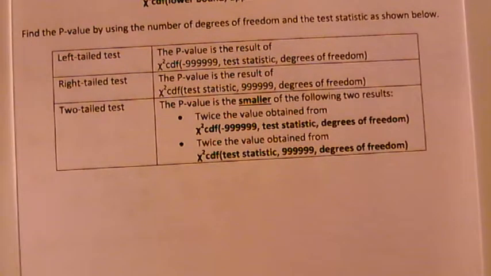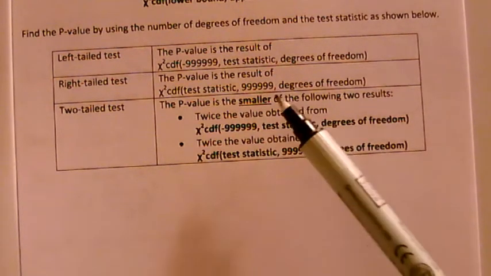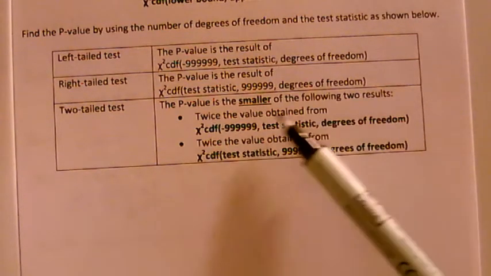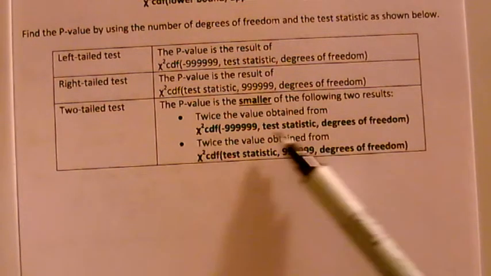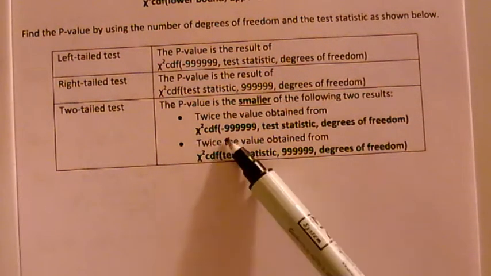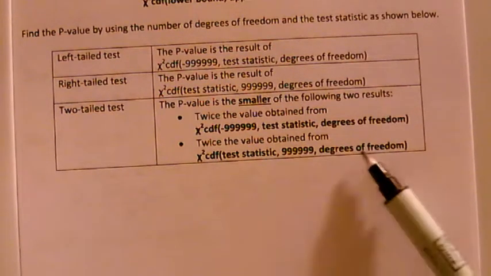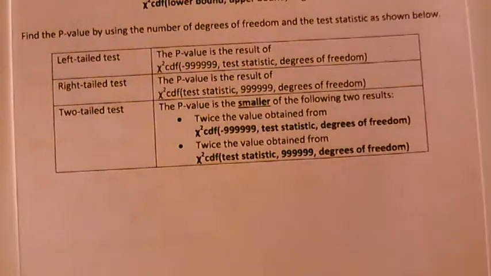So in this case, we have to follow these directions here. The p-value is going to be the smaller of the following two results: twice the value obtained from this format, or twice the value obtained from this format. We're going to have to do both of these in order to find out which one we need to use. We're going to use the smaller of these two.